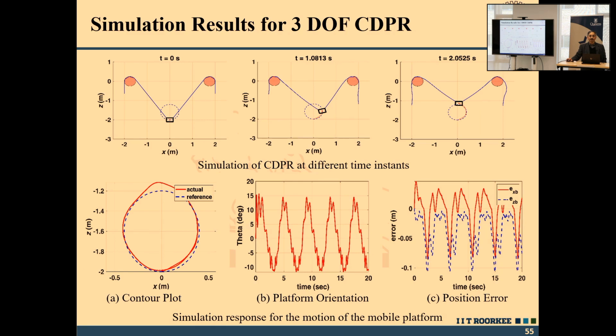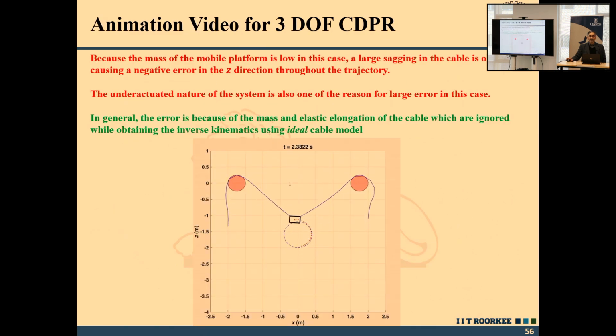This is for the 3 degree of freedom cable driven parallel robot. For the circular trajectory, these are the errors, and this is the animation which you can see. Here you can see that the orientation of the mobile platform is also changing, and this is the interaction of the cable and the pulley which has been modeled. So, these wires are basically pulled so that this mobile platform has a circular trajectory to follow.